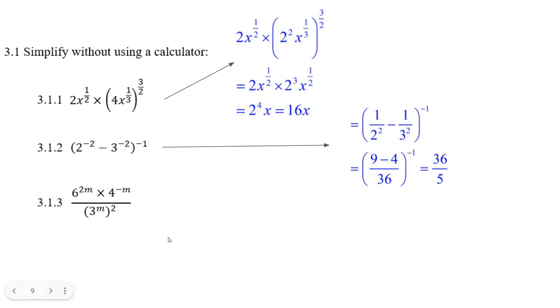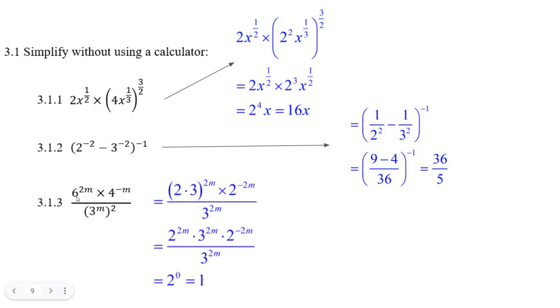Let's try this last question. See that 6? You should turn it into primes, 2 times 3. And the 4 you should turn into 2 squared, but multiplied by this negative, it's 2 to the minus 2m. On the bottom, you've got 3 to the m, to the second power. It's 3 to the 2m. Now, what's going on with this 2m?